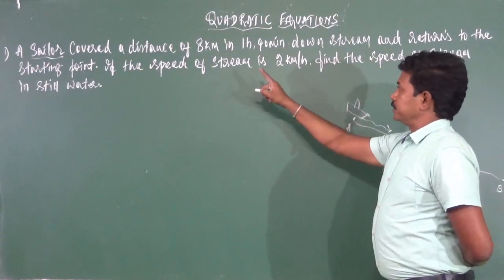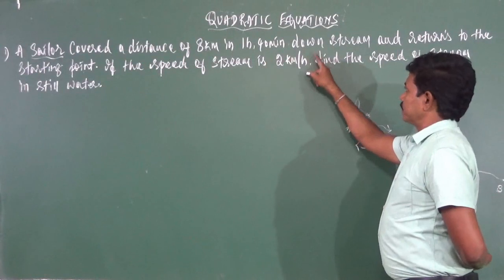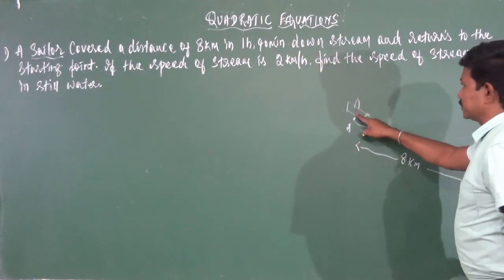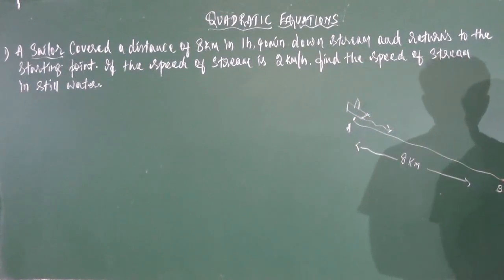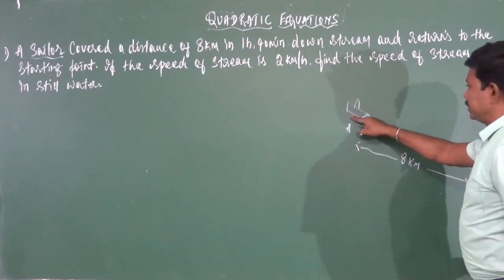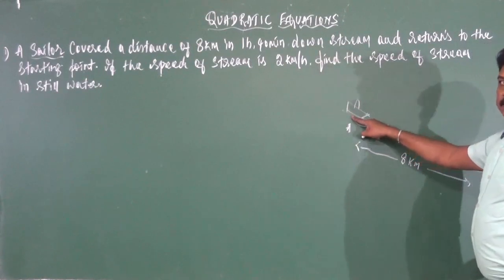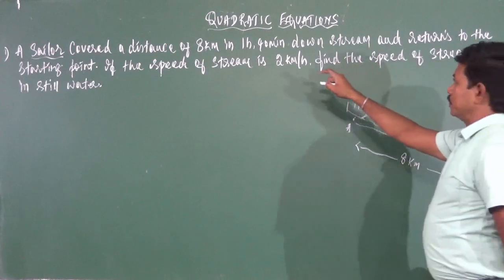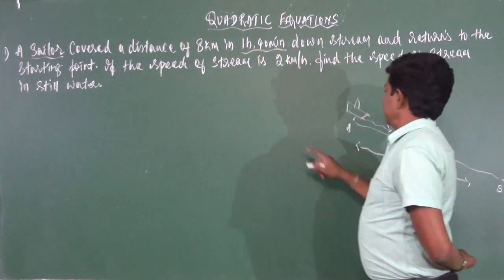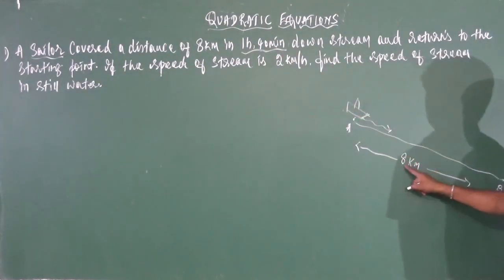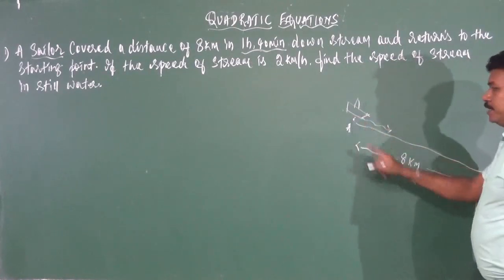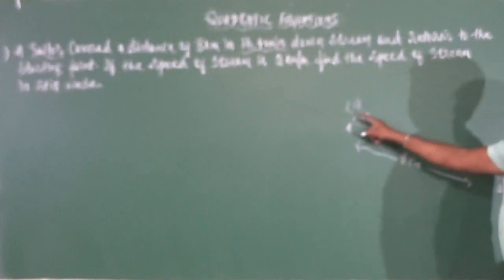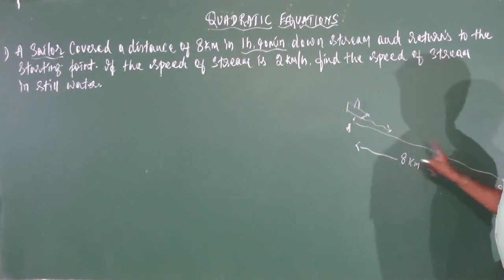A sailor covered a distance of 8 kilometers in 1 hour 40 minutes downstream and returns to the starting point. So the boat starts from here, goes to B, then back from B to A. The total time taken, that is from A to B and B back to A, is 1 hour 40 minutes. The one side distance is 8 kilometers, the other side distance will also be 8 kilometers. But we cannot guess the time here because the total time is given as 1 hour 40 minutes.